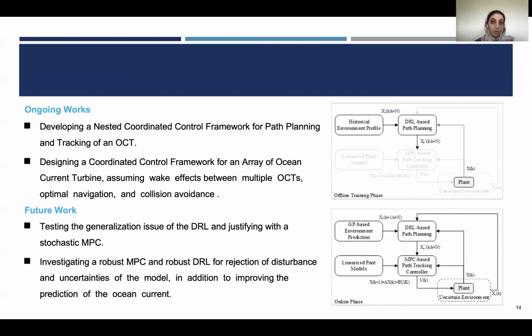To continue this study as future work, we are going to test the generalization issue for deep reinforcement learning and compare it with a stochastic MPC. Also, we are going to investigate a robust MPC and robust deep reinforcement learning for rejection of disturbances and uncertainties of our model.